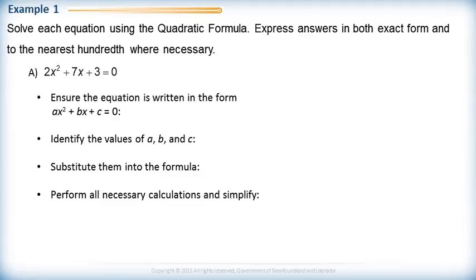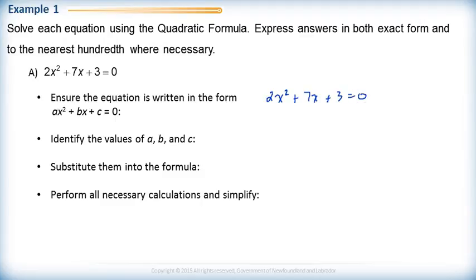We've got two examples. Well, one example, parts A and B, I guess. Solve each equation using the quadratic formula to express answers in both exact form and to the nearest hundredth where necessary. We have this equation 2x squared plus 7x plus 3 equals 0. First step here is to ensure the equation is written in the form ax squared plus bx plus c equals 0, which it already is. So it's just a step we have to check and follow if it's not already in the correct form.